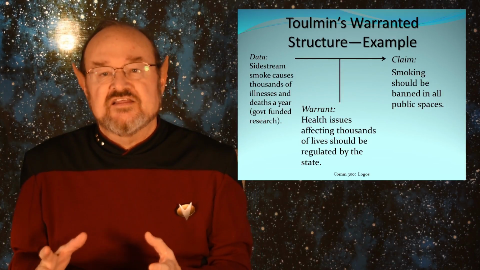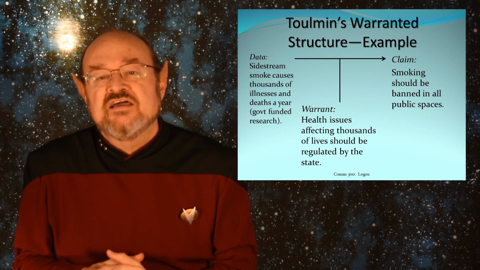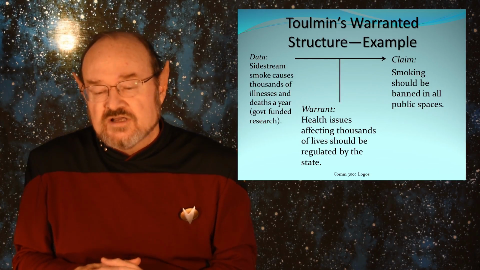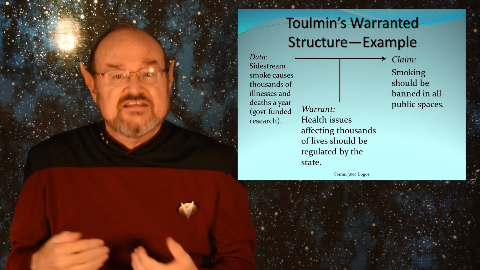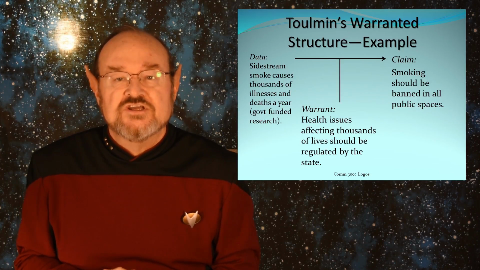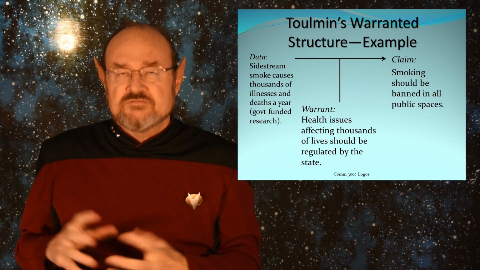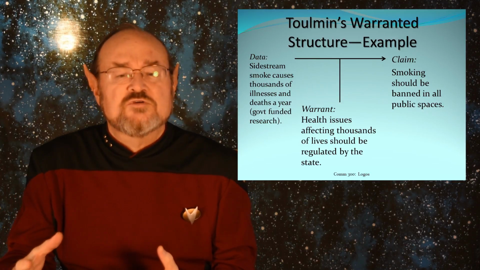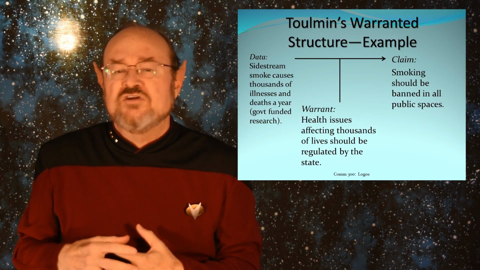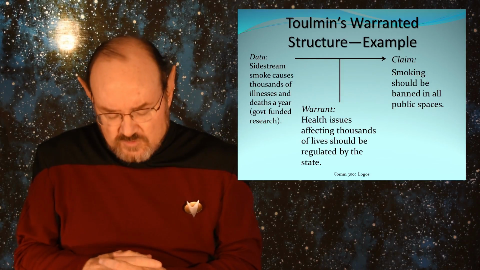So let's look at an example. You have data that says that thousands of people are injured and many die as a result of side stream smoke. Smoke in the room when other people are smoking. And so that leads you to a claim that says, look, we should ban smoking in public, right? So that gives you the idea of a claim: you want people to agree with you, you want people to change their behavior, you want people to go along with what you say and accept your argument, right?